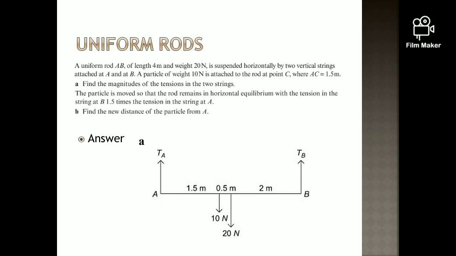The first question they are asking is to find the magnitude of the tension in the 2 strings. And then they mention the particle is moved so that the rod remains in horizontal equilibrium with the tension in string B being 1.5 times the tension in string A. Find the new distance of the particle from A. We will come to part B a little bit later. Now let's try to understand how to get the answer for part A.